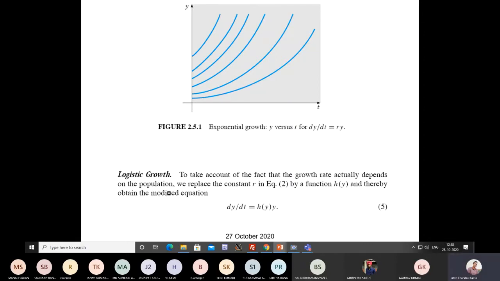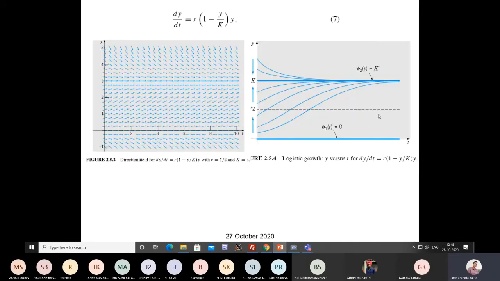Because the equation was what? Simply dy/dt equal to ry, isn't it? The right hand side was linear, fine. Whereas the logistic growth equation that we considered was a non-linear equation, right? So this has shown you the difference between the solutions of linear and non-linear differential equations. Is it okay? Fine. So now here you can see that these are nothing but the direction field.